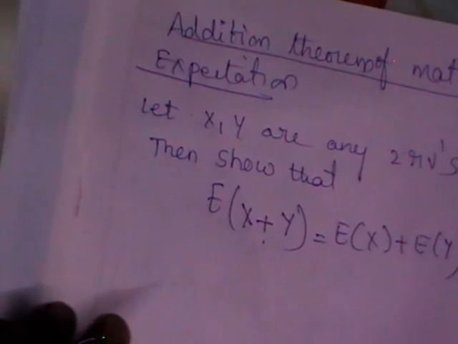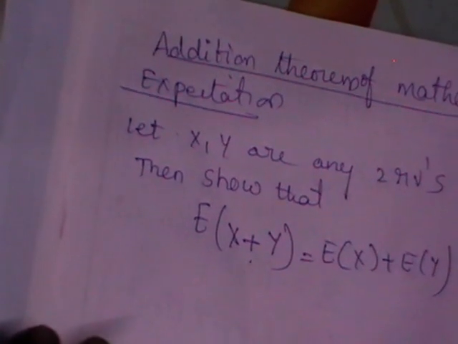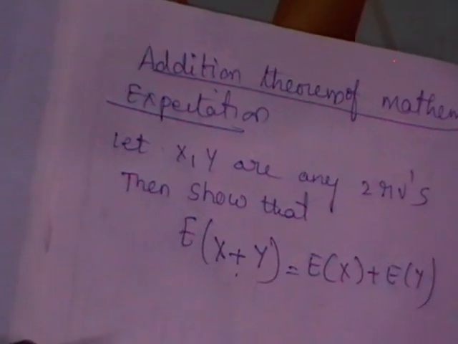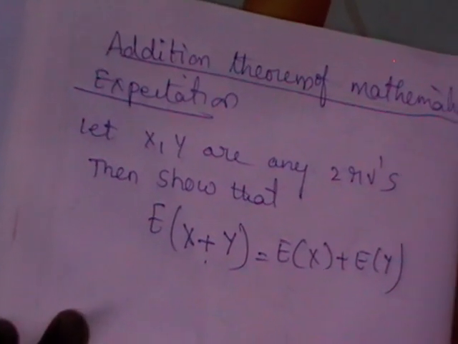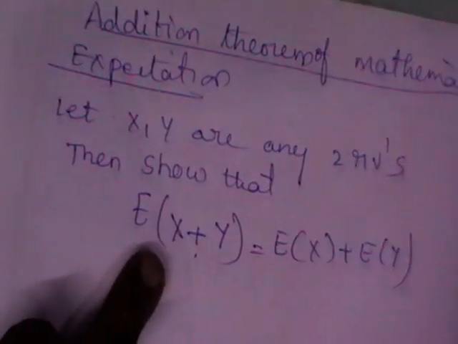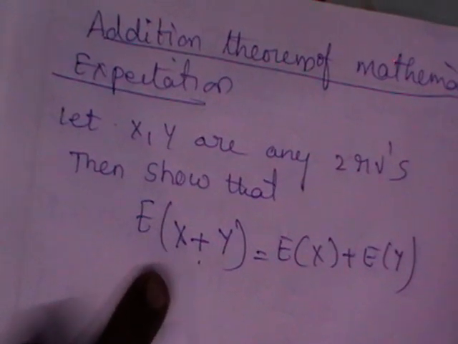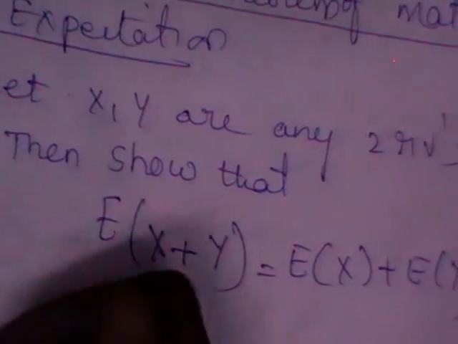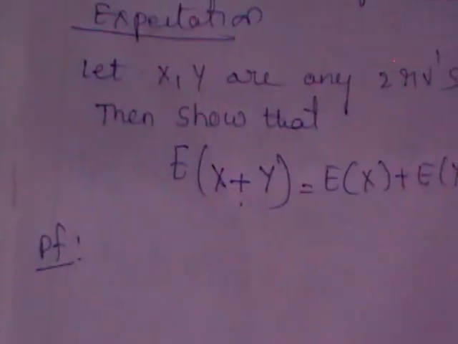So the statement here is, if x comma y are any two random variables, either they may be discrete or continuous, whatever may be the variables, you need to show that the addition theorem states that E, the expectation of x plus y, is equal to E of x plus E of y. You need to show this. To start the proof of this, let us recall the definitions of expectation.